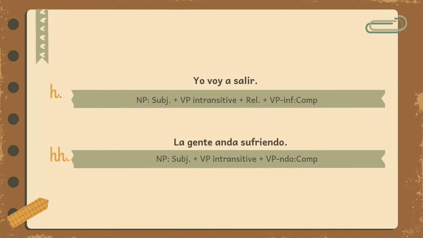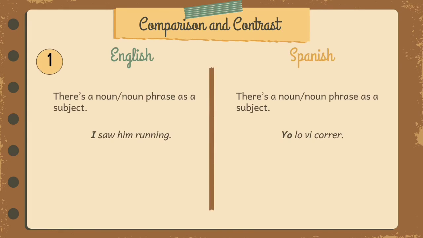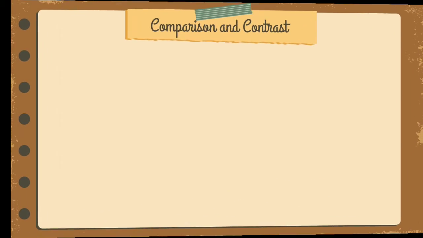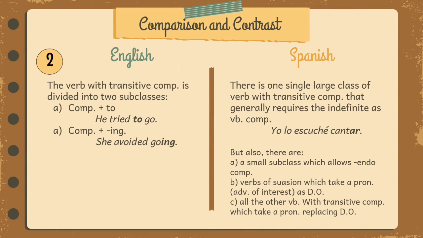Let us now make a comparison and contrast between the English and Spanish variations of the patterns. Number 1. In both languages there is a noun or noun phrase as a subject. In English we have I saw him running, and in Spanish, yo lo vi correr. Number 2. In English, the verbal transitive complement is divided into 2 subclasses, complement plus to, as in he tried to go, and complement plus ing, as in she avoided going.